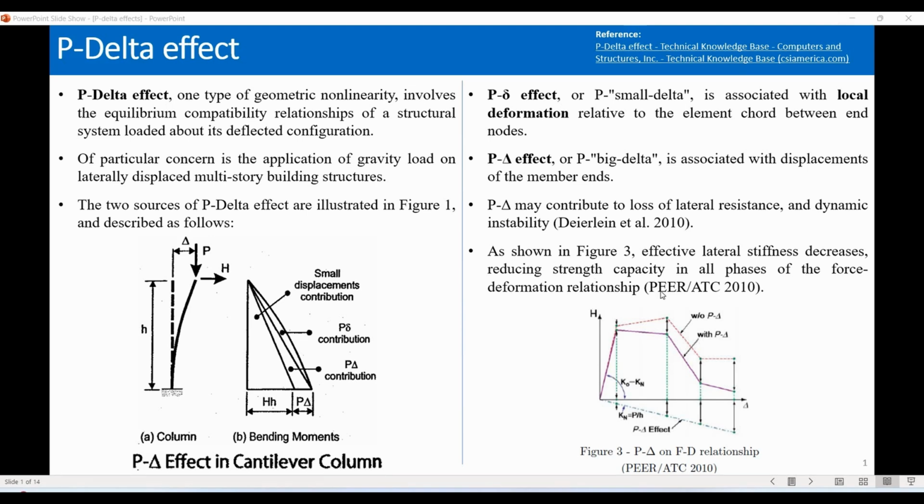And as shown in figure 3, which is taken from PEER ATC 2010, there is a reduction in stiffness when we check the force deformation relationship and compare the first case, which is without the P-delta effect, with the second case when including the P-delta effect. Of course, the P-delta effect has this slope which is negative, because the P here is negative as it is a compression force. Then Kg here refers to the geometric stiffness, while K0 here refers to the elastic stiffness. When we include the P-delta effect, we need to subtract the geometric stiffness from the initial stiffness, and that's why we have this reduction in stiffness, okay guys?